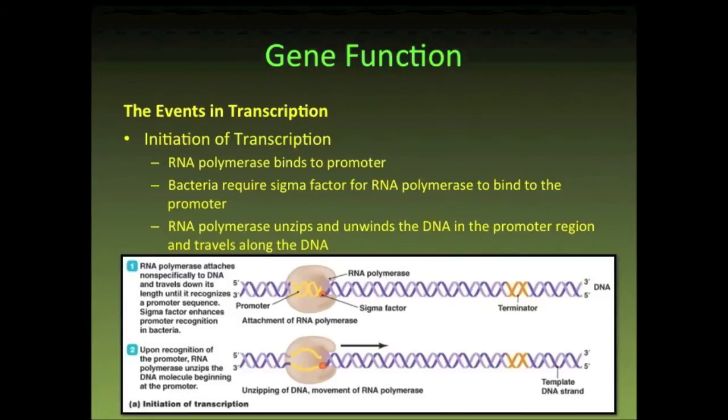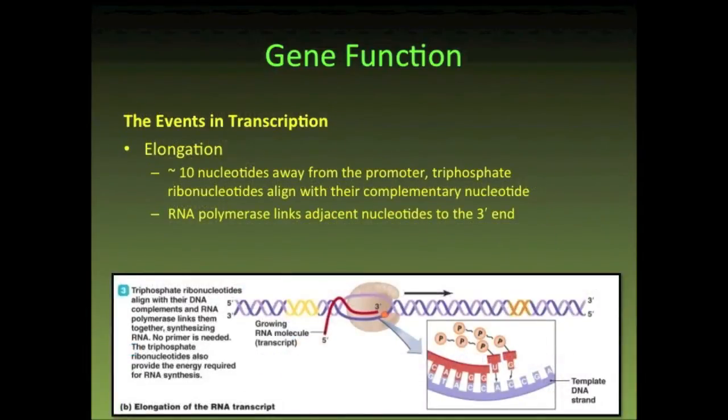transcription. After the RNA polymerase is bound to the promoter, it then begins to unwind and unzip the DNA molecule within the promoter region. The RNA polymerase moves along the DNA, forming a bubble as it moves. Transcription does not begin in the promoter region. Transcription begins approximately 10 nucleotides away from the promoter, where the gene begins.